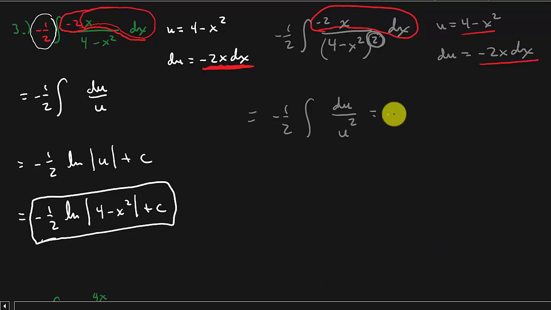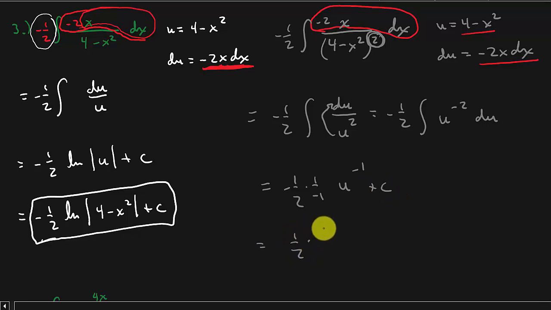And then what would we do here? That would be negative 1/2 integral u to the negative 2 du. See, we got to move this up. And so that would be negative 1/2. And that would be u to the negative 2 plus 1. So that's negative 1 multiplied by the reciprocal of the new exponent. And so that would be 1/2 times 1 over u plus c, which would be 1 over 2 times 4 minus x squared plus c. You see the difference? Okay.